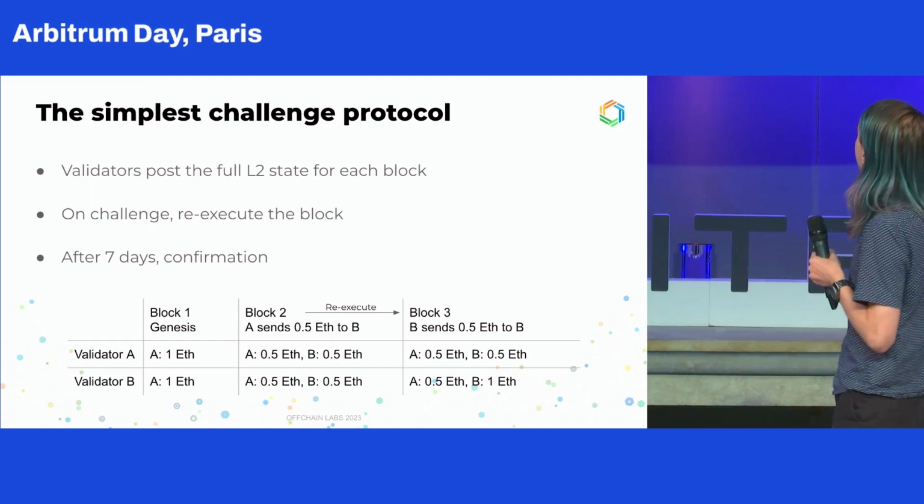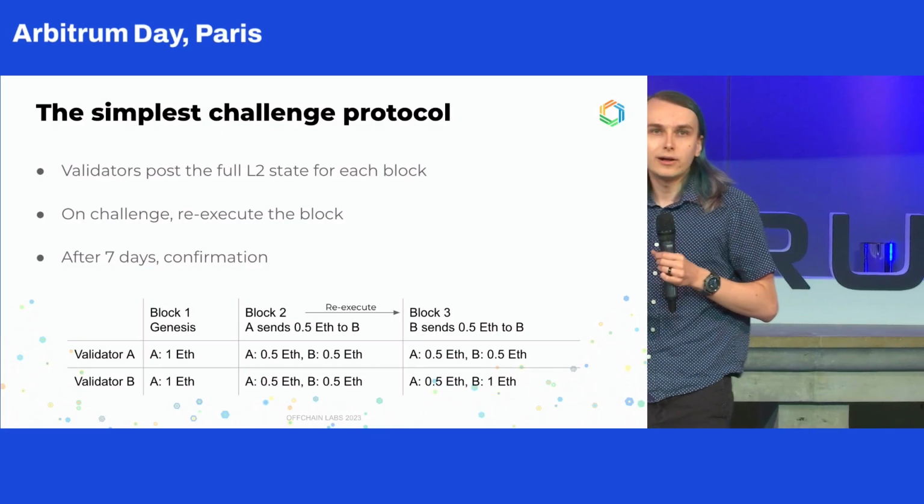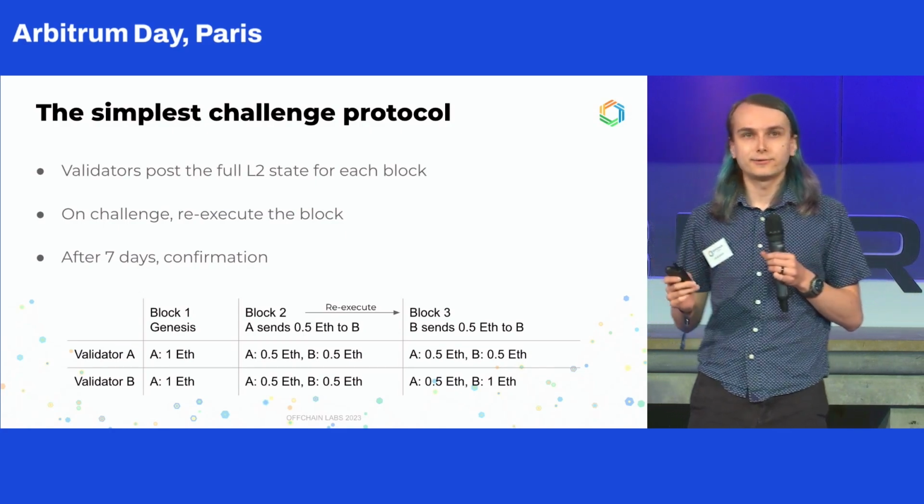So let's say that in the next block, B sends 0.5 ETH to themselves. And validator A correctly says, well, that doesn't change the balances at all, right? B remains at 0.5 ETH because they just sent it to themselves. But what if validator B said, actually, I think I have 1 ETH as a result of that? Well, that's not correct. They've just given themselves ETH. But how do we prove that to layer 1?